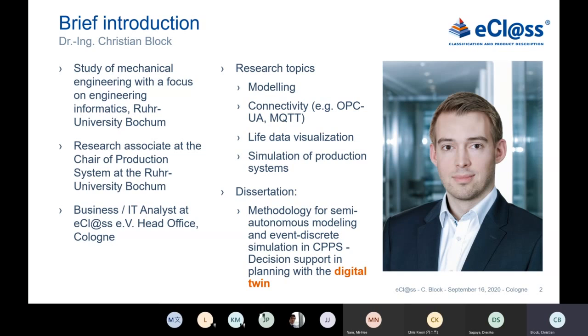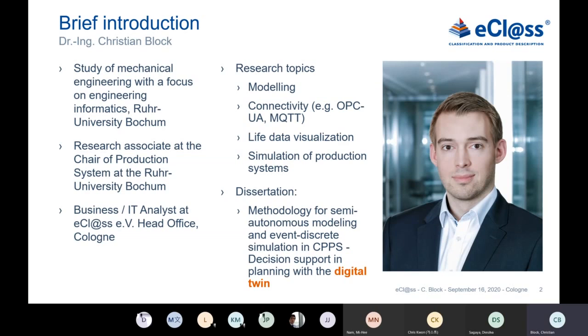So what's my research and knowledge background? I did a lot in modeling, where we need ECLASS again. I did a lot of connectivity things like OPC-UA, MQTT. I did data visualization, and then I came to simulation of production systems, and that brings me to digital twins. I put all this knowledge together with a lot of engineering and IT, and wrote my dissertation, where I developed a methodology for semi-autonomous modeling and discrete event simulation in cyber-physical production systems. In short, I developed a decision support system for planning purposes with the digital twin.